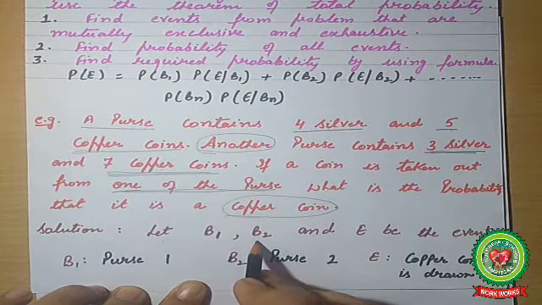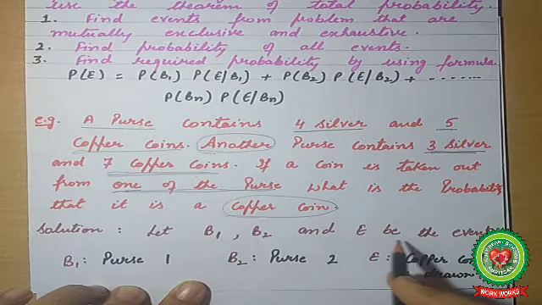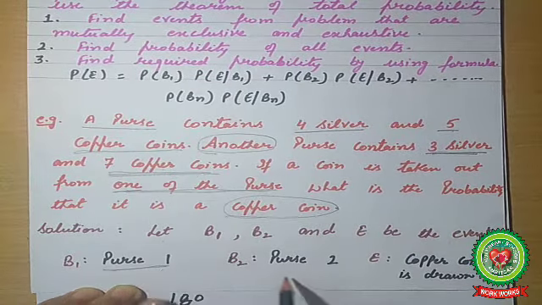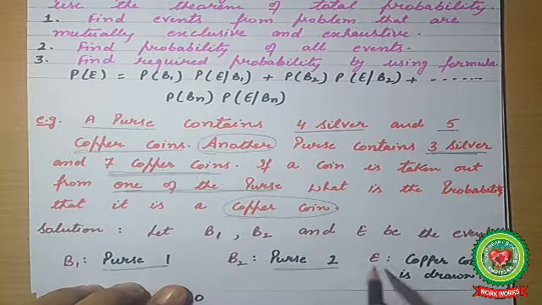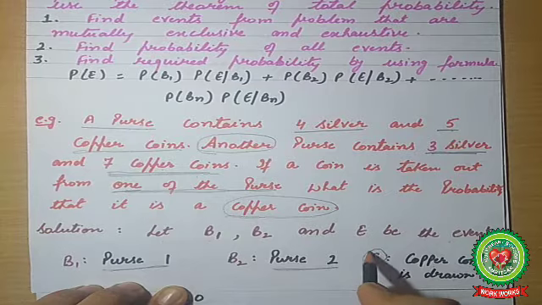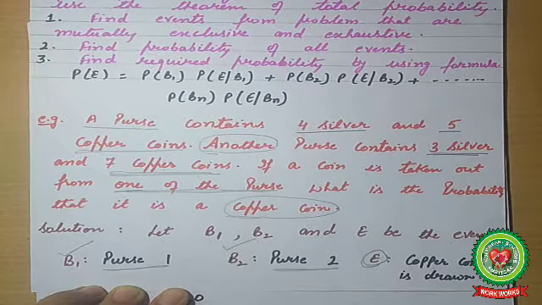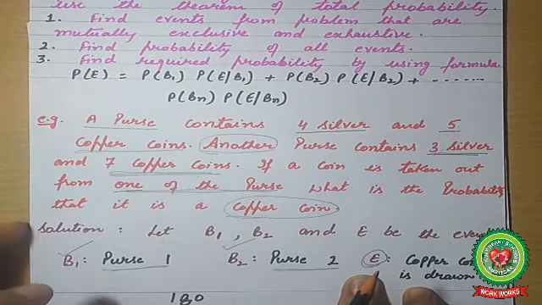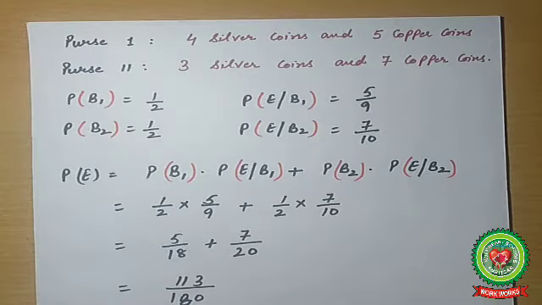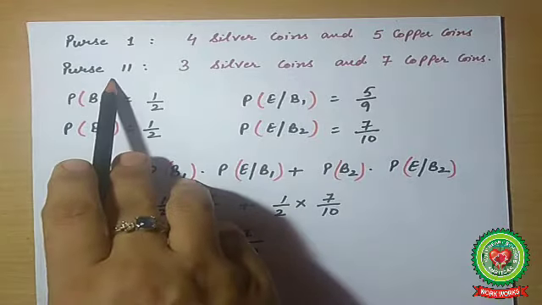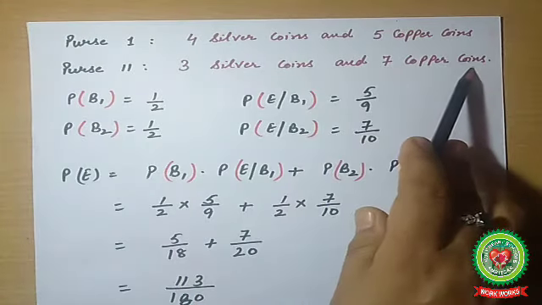Let B1 and B2 be the events and E be another event. B1 is the event for purse 1. B2 is the event for purse 2. And E is that a copper coin is drawn. That means we always take the probability of event E with the condition of B1 and B2, meaning from purse 1 and then purse 2. Now purse 1 is holding 4 silver coins and 5 copper coins, and purse 2 is holding 3 silver coins and 7 copper coins.